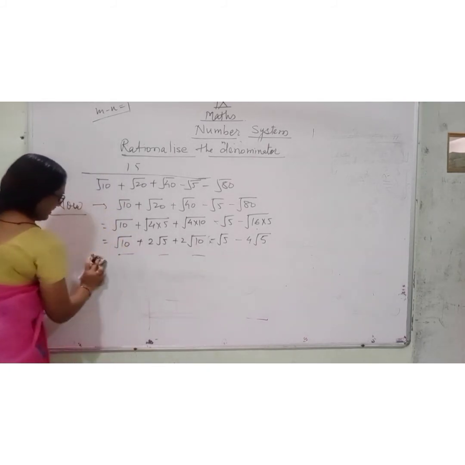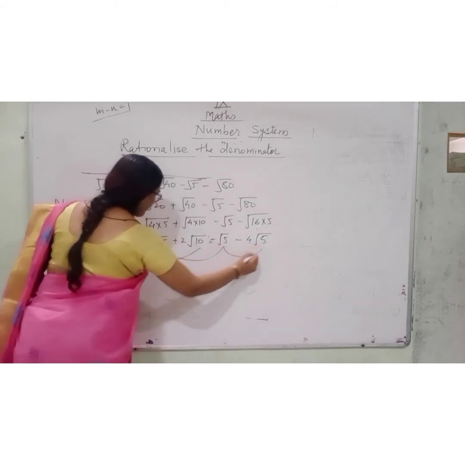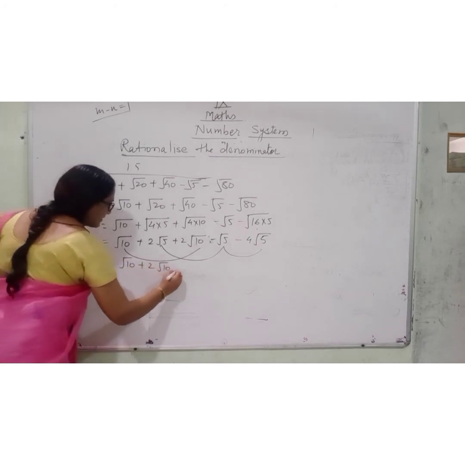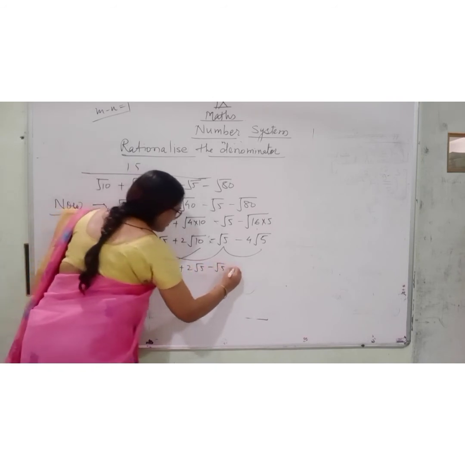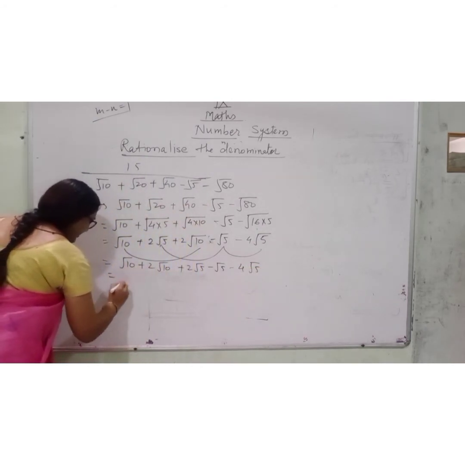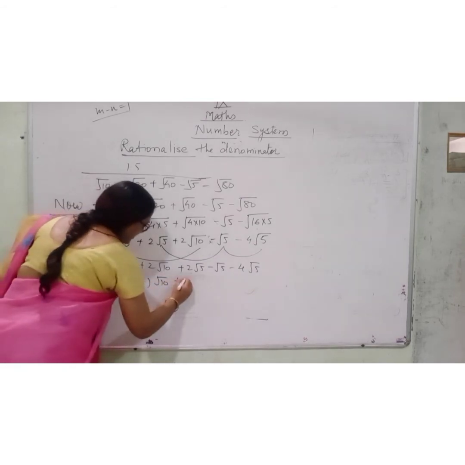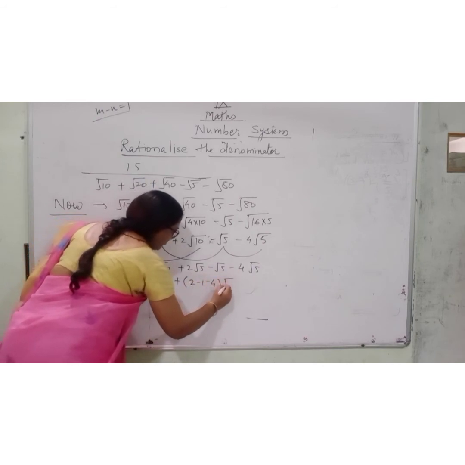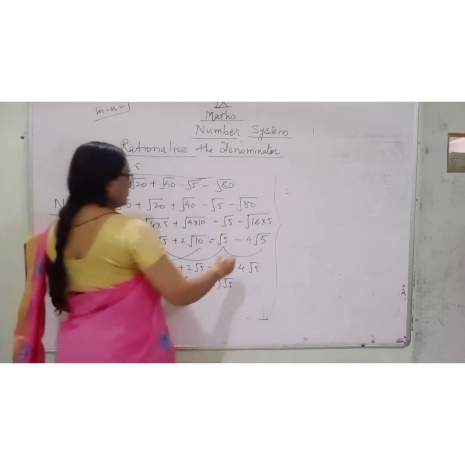Just take the like terms. These are like terms. Okay. So root 10 plus 2 root 10 plus 2 root 5 minus root 5 minus 4 root 5. Okay. So take out root 10 common. So 1 plus 2 root 10 plus. Here take out root 5 common. So 2 minus 1 minus 4 root 5 is equal to, what is 1 plus 2 is 3.